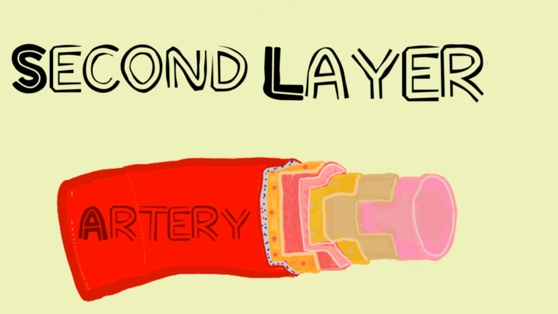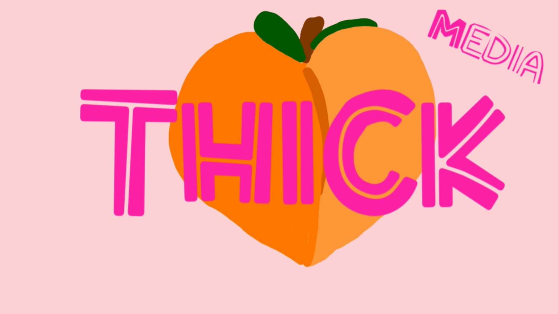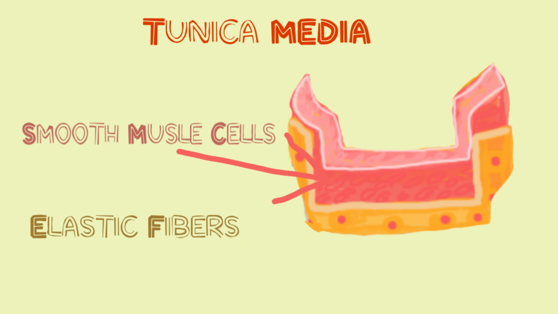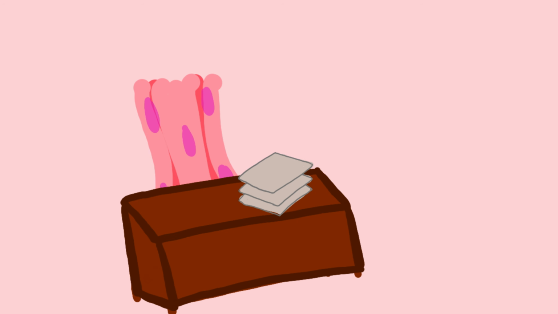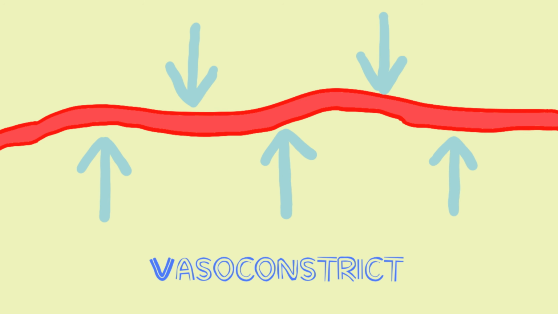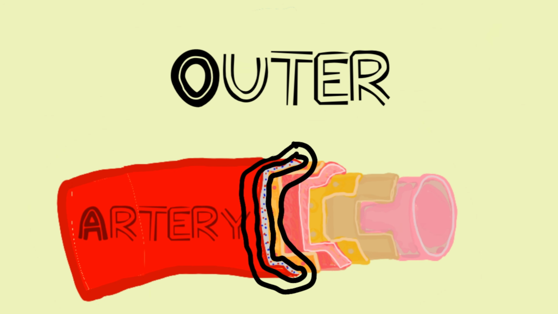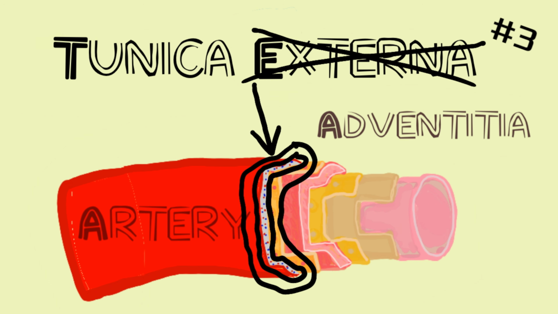Moving on to the second or middle layer, the tunica media. This layer is the thickest layer in the arteries and veins, but thicker in the arteries. This layer contains smooth muscle cells and elastic fibers. We already know what elastic fibers do. The smooth muscle cells do a lot of the work because they give the vessel the capacity to vasoconstrict and vasodilate.